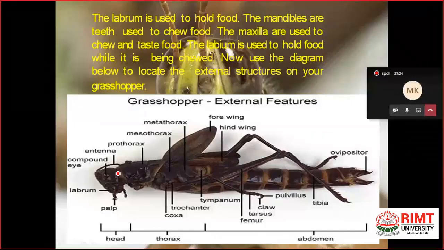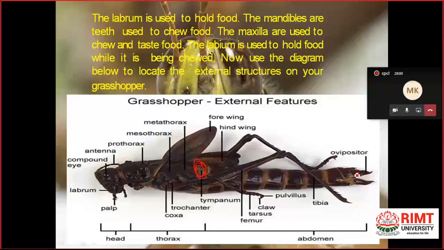See, this is the labrum, palp, labial palp, and in this picture you may see the prothorax, mesothorax, and metathorax. And the wings are always present on the thoracic segments. Forewing, hindwing. This is the tympanum. This is the hearing organ. These are the parts of the leg, as you have seen in the last slide.